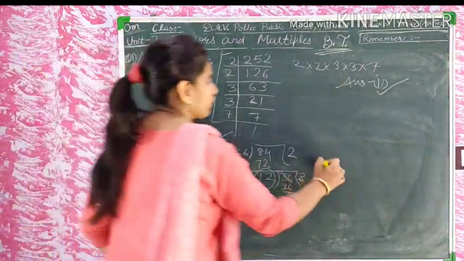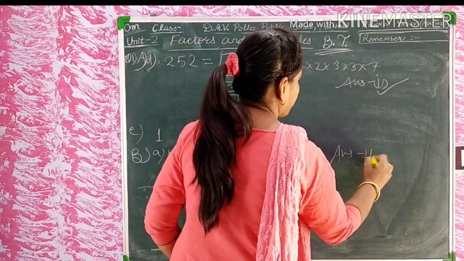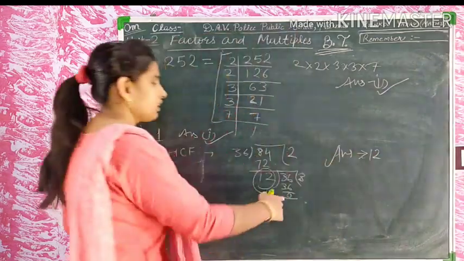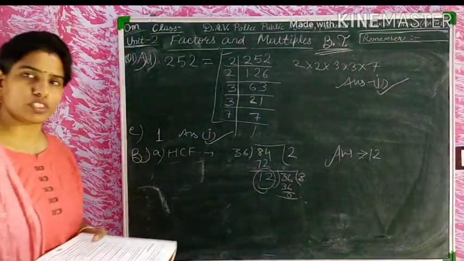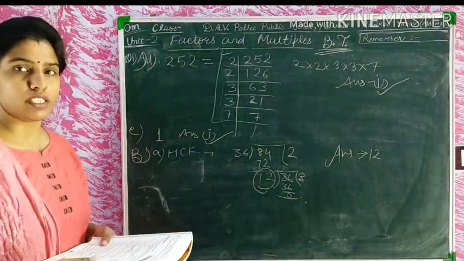And there is the HCF here, that is 12. So the answer is 12 here. You will complete and solve this question. Okay, students, don't write the direct answer.